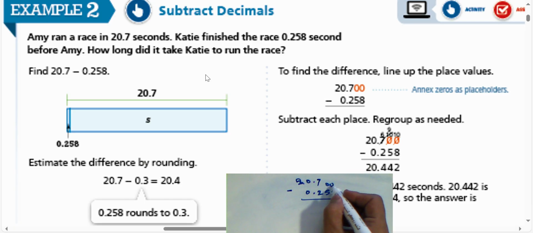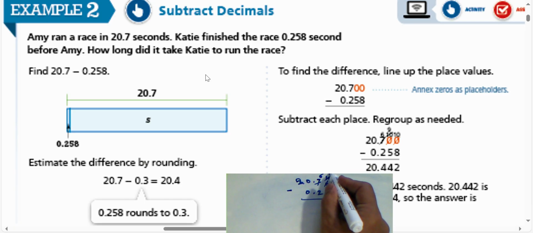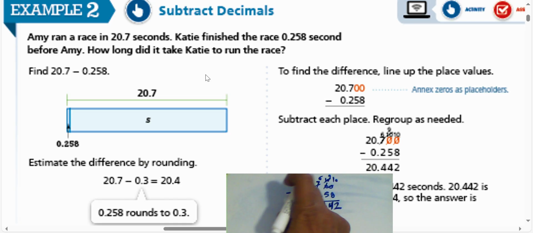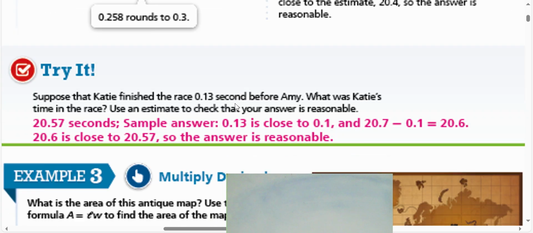And then 0 minus 8, we can borrow 1 from 6, it will be 10. And then 10 minus 8 equals 2. And 9 minus 5 equals 4. 6 minus 2 equals 4. 0 minus 0 is 0. And then we write 2 here. The result will be 20 and 442 thousandths. Okay, you must make equal parts.